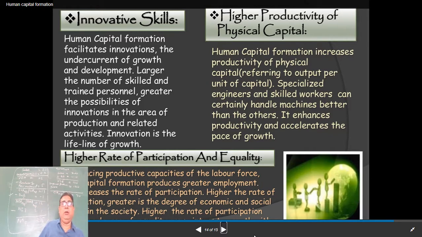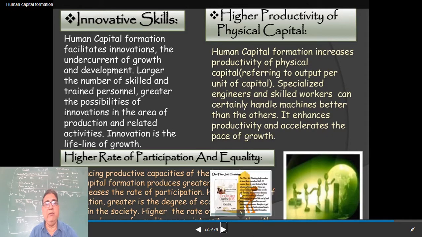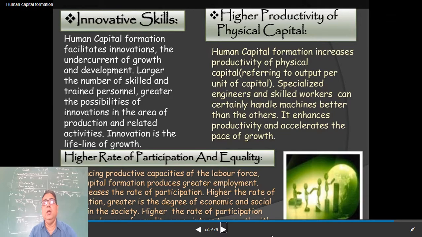Human capital formation facilitates innovations. This is one of the important things. It is a large undercurrent of growth and development. The larger the number of skilled and trained personnel, the greater the possibility of innovation in the area of production and related activities. Innovation is the lifeline of growth. Human capital formation increases the productivity of physical capital, referring to output per unit of capital. Specialized engineers and skilled workers can certainly handle machines better than others. It enhances productivity and accelerates the pace of growth.